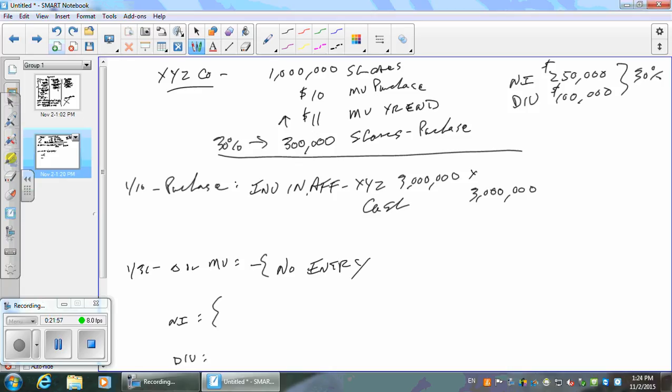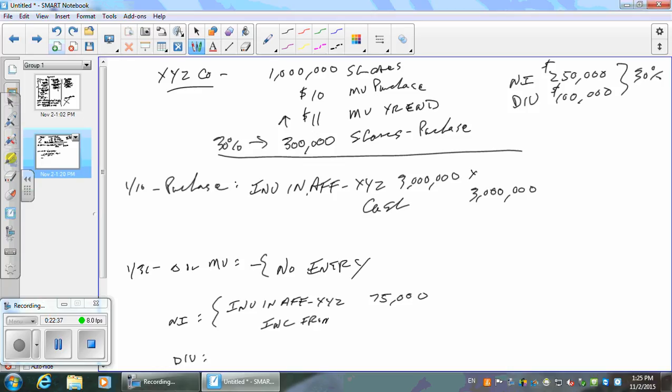Got the idea? So debit investment in affiliate XYZ for the $75,000. That's my share of their income. Credit what? Equity interest in earnings of affiliate. Did the authors use something like that? It's some god awful term, isn't it? Equity and affiliate earnings. Mine was even worse. I've seen mine too. You can call it income from affiliate or equity interest in affiliate earnings, right? Whatever you want. Okay, so income from affiliate.